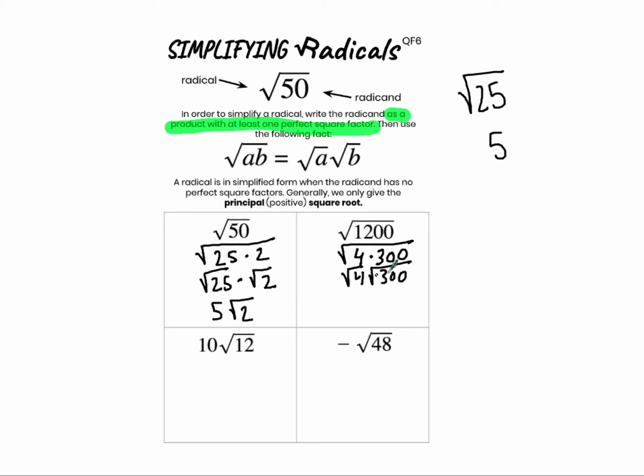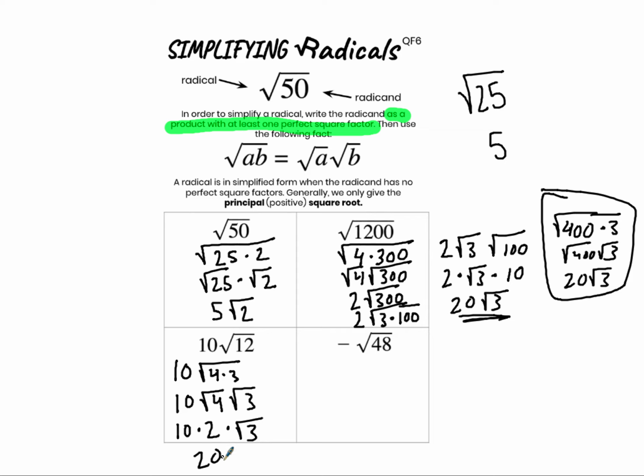Next one, 10 radical 12. Maybe I should have done this one first. This is a little easier. 10 times the square root of 4 times 3. So 4 is a perfect square factor. And I can realize that that's the same as 10 times the square root of 4 times the square root of 3. The square root of 4 is just 2. So 10 times 2 times radical 3, being the square root of 3. And now I am done. 10 times 2 is 20. 20 radical 3 is my simplified answer. Next one.